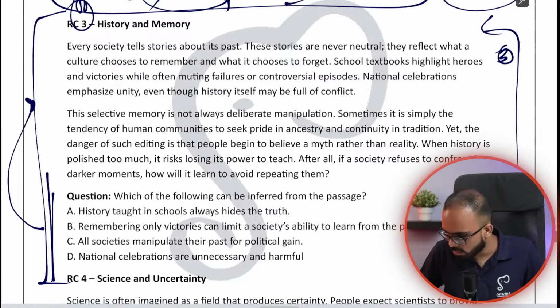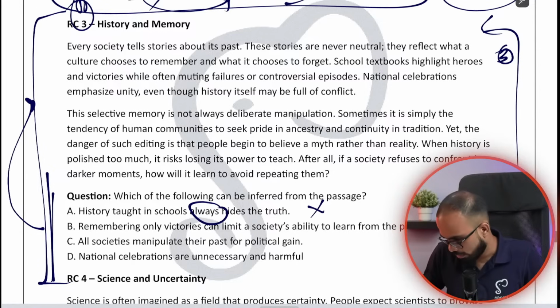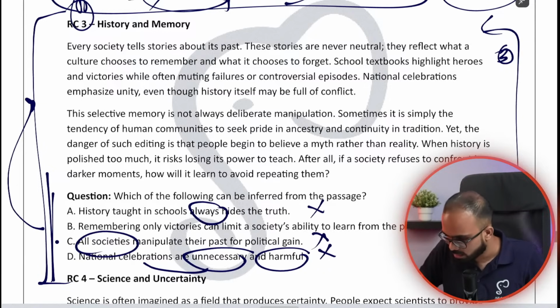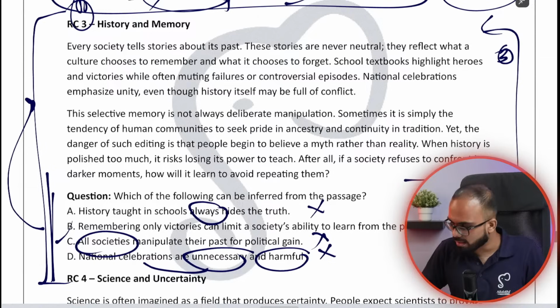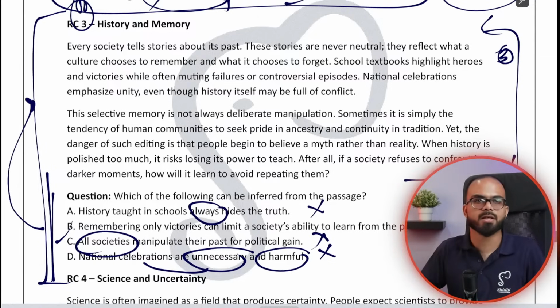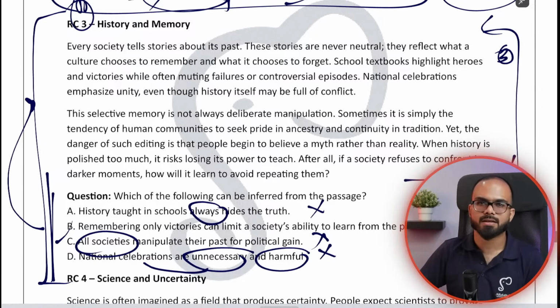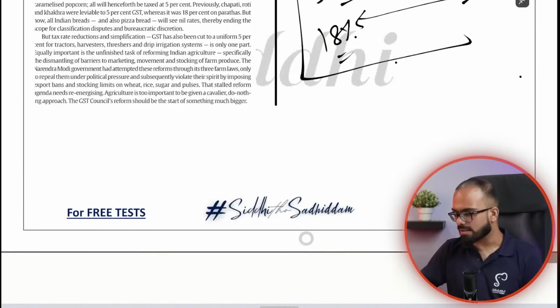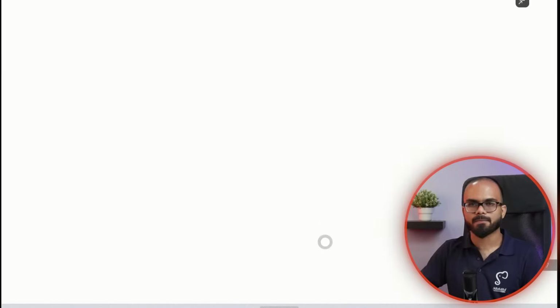History taught in schools always hides the truth? No. National celebrations are unnecessary, harmful? No. All societies manipulate? No. Answer choice B. If your options are like this, 100% you can utilize elimination techniques, right? So this is about the inferences topic, and these are the types of RCs.